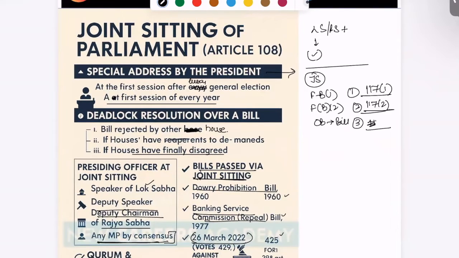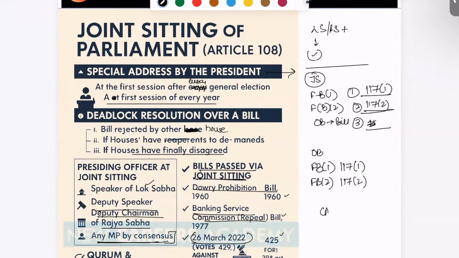Is it clear? Joint session. Joint session is which article? 108, in which both Lok Sabha and Rajya Sabha sit. Where do they sit? और किस बिल्स पे बैठेंगे? सिर्फ 3 टाइप्स के बिल. ऑर्डिनरी बिल, Financial Bill 1, Financial Bill 2, which is 117.1 and 117.2.